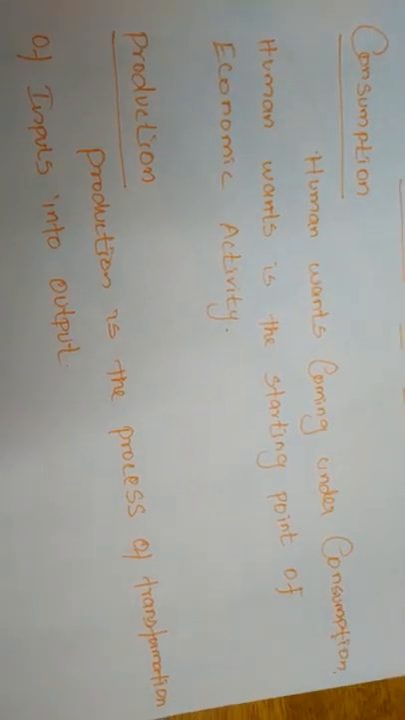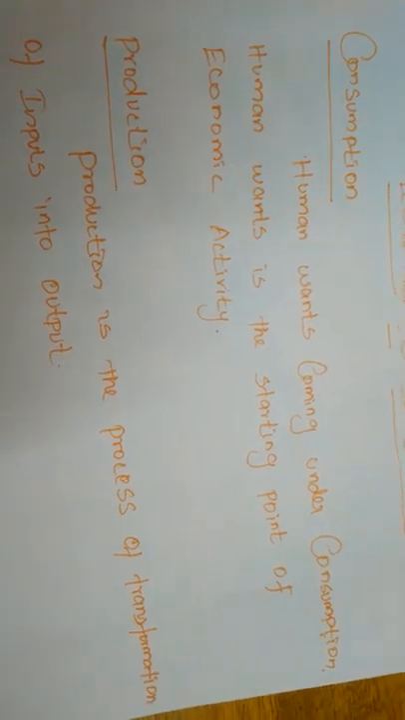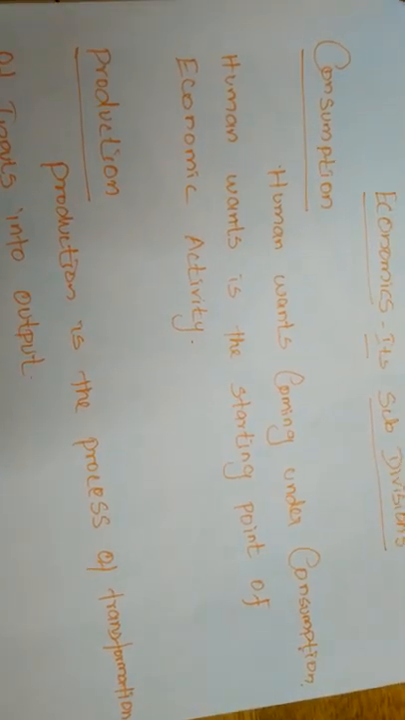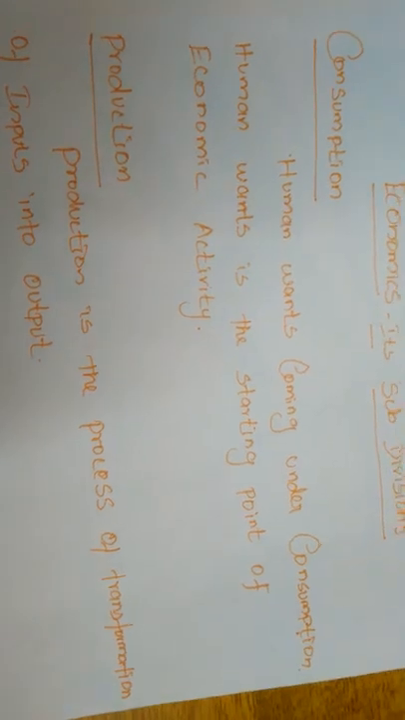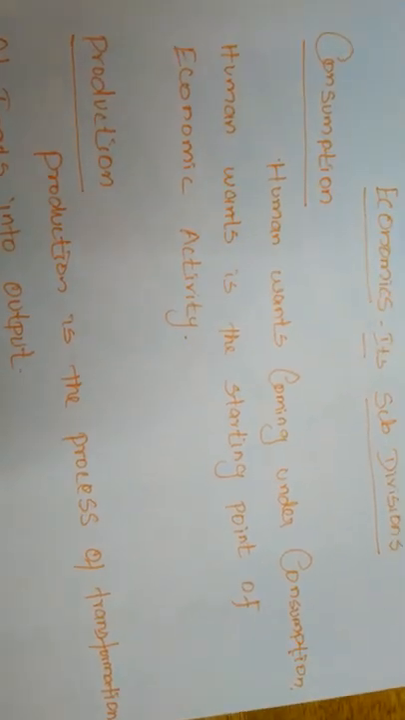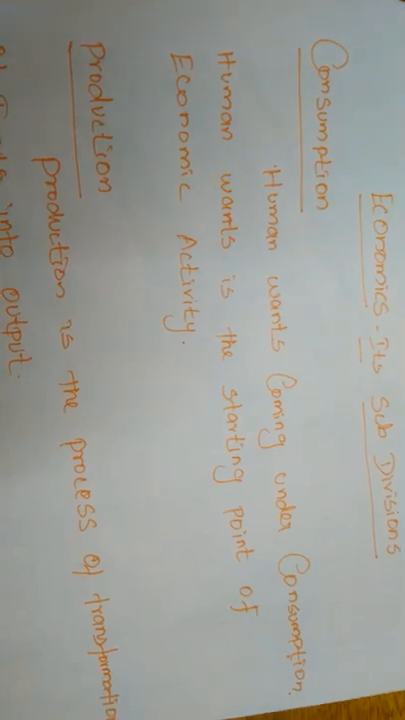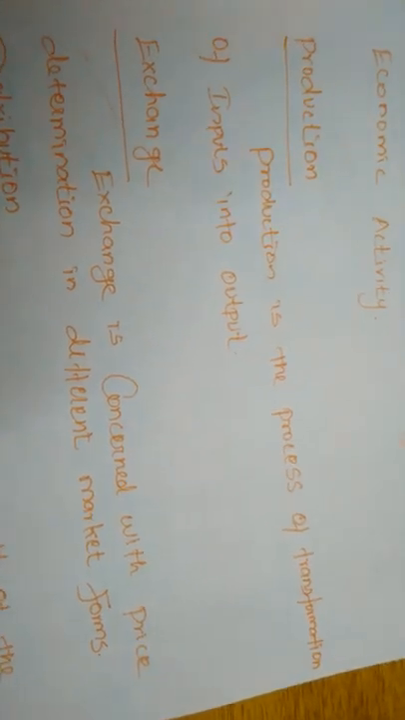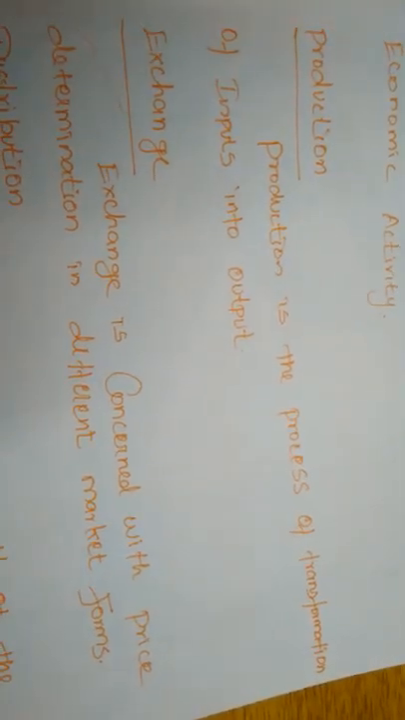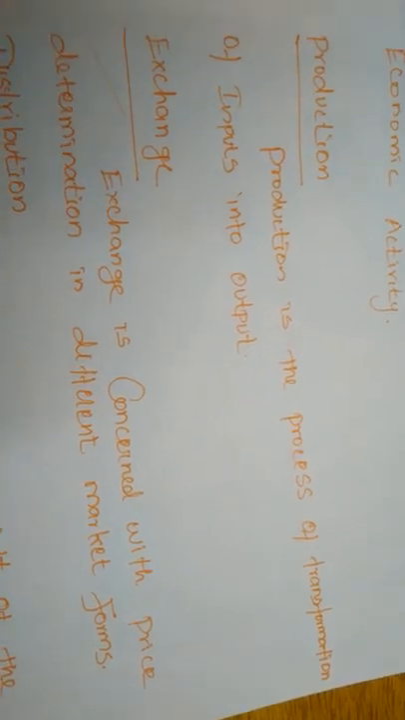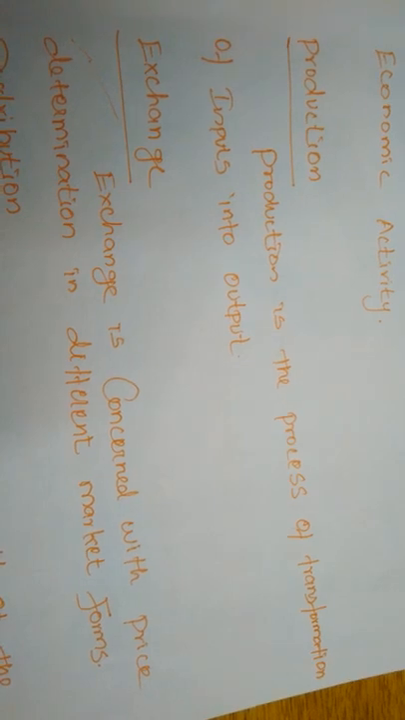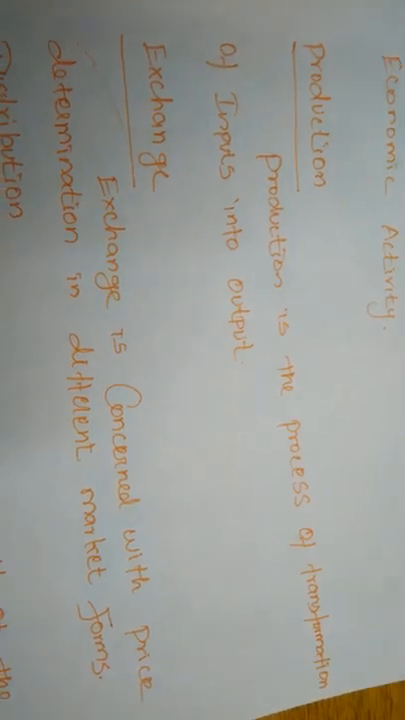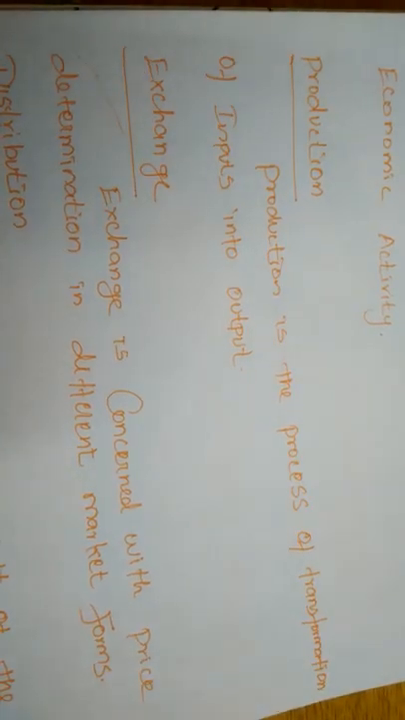So many goods and services are moving from the place of the producer to the place of the consumers. Why? Because of consumption, the producers and the channel of distributors are ready to make some effort to satisfy consumer wants. Next, production. Production is the process of transformation of inputs into output. The producers take up this process of transformation of inputs into output. They arrange inputs as raw materials to produce finished products as output.